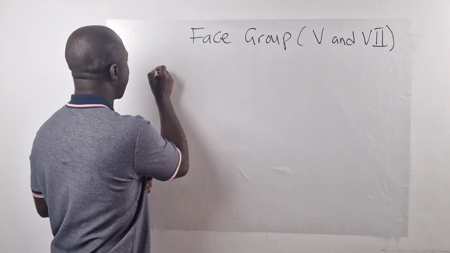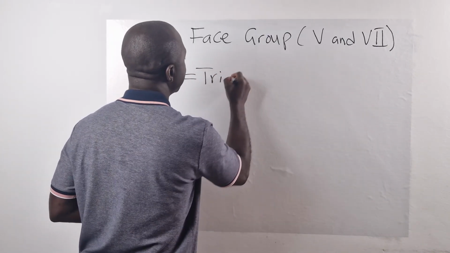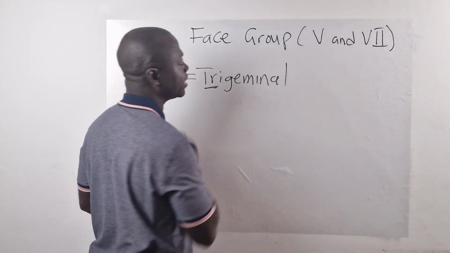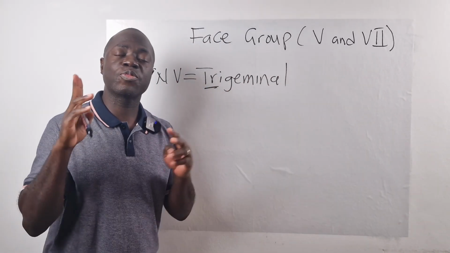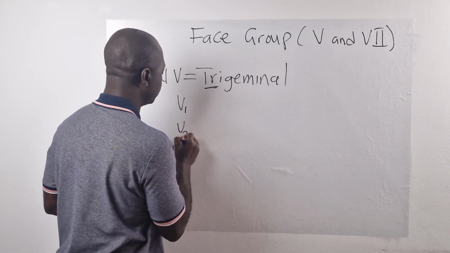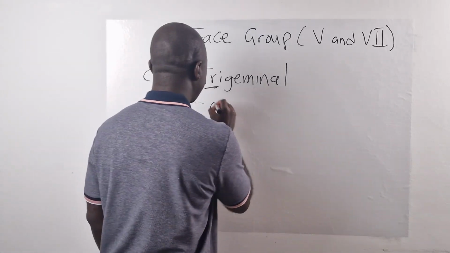Cranial nerve 5 is known as the trigeminal nerve. The trigeminal nerve, and we call it trigeminal because it has 3 divisions. And so we have V1, V2, and V3. V1 is the ophthalmic nerve.